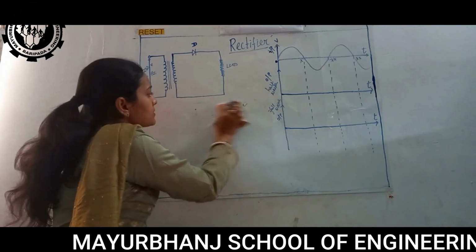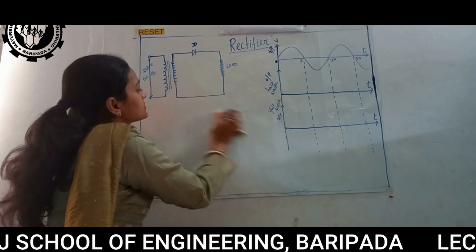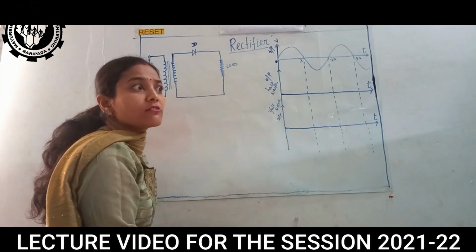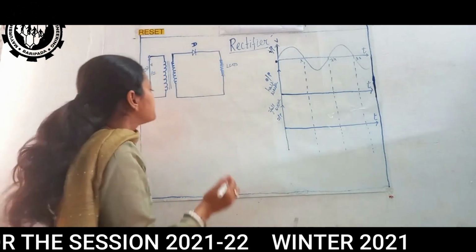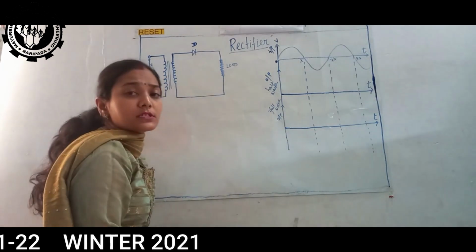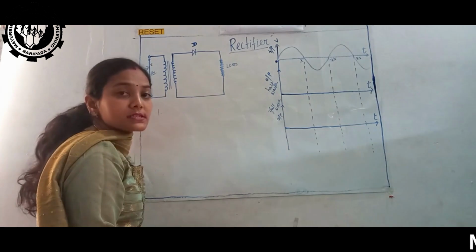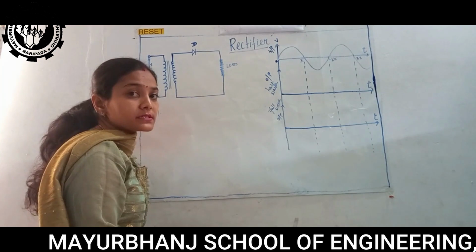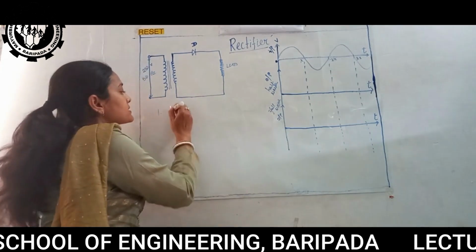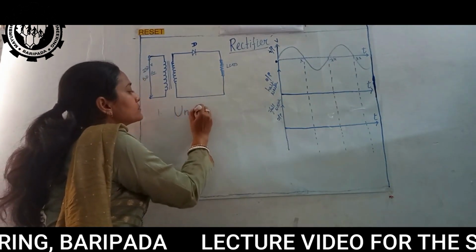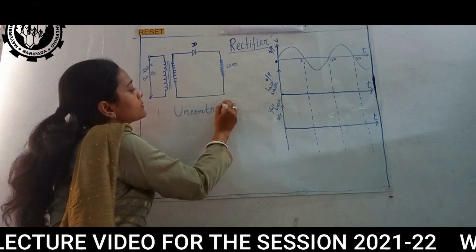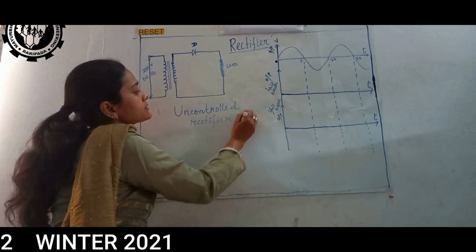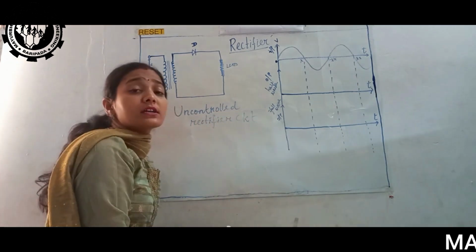So now coming to the rectification process, this can be controlled in three ways. One is the uncontrolled rectifier circuit, the half controlled rectifier circuit, and the fully controlled rectifier circuit. Now what is an uncontrolled rectifier circuit? What does uncontrolled mean?